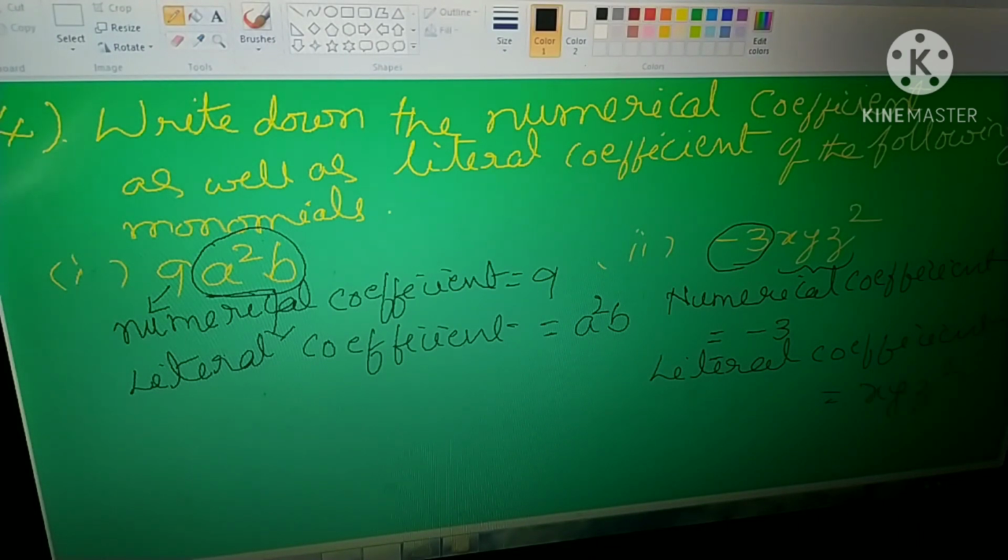So observe the problem once again. What is the numerical part there? What is the number there? Write that down as the numerical coefficient. Remaining all comes under the literal coefficient. Okay.